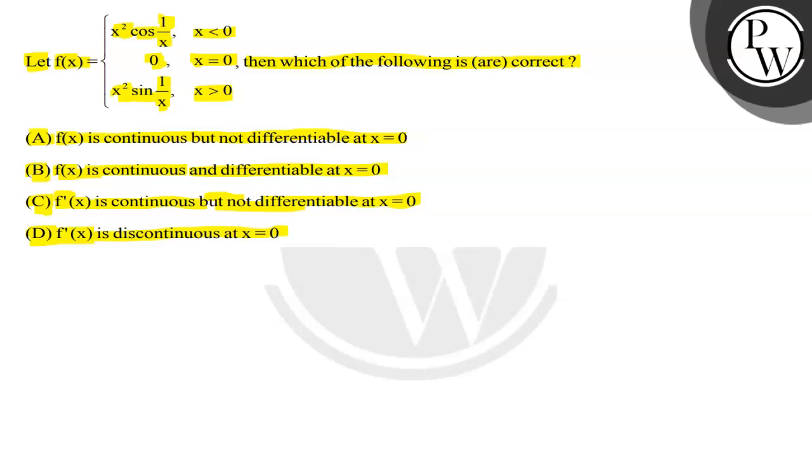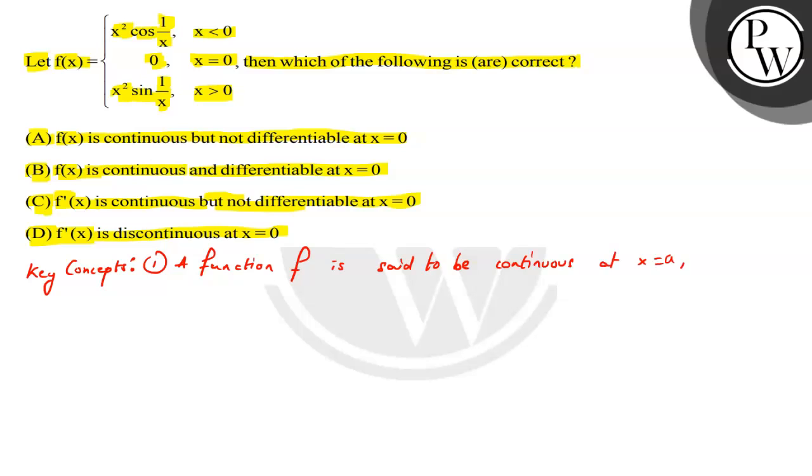Solution start करने से पहले let's note down the key concepts for this problem. So the key concepts are definition for continuity and differentiability. So a function f is said to be continuous at point x equal to a if limit x tends to a, f(x) is equal to f of a.